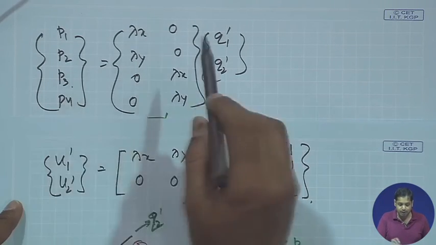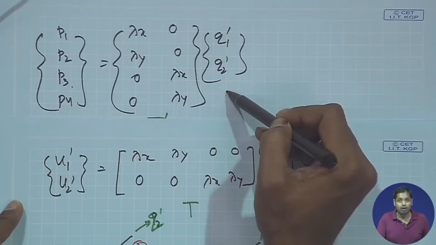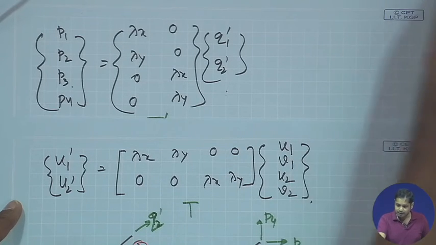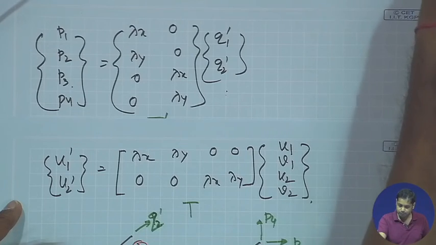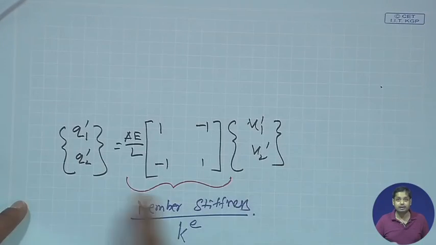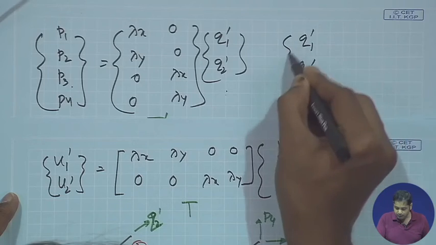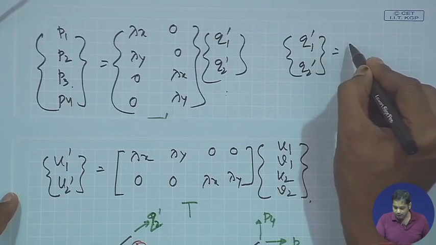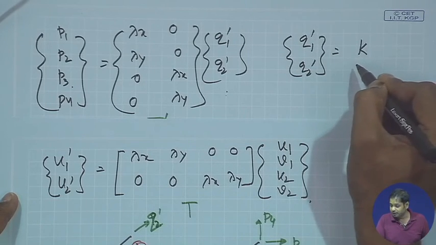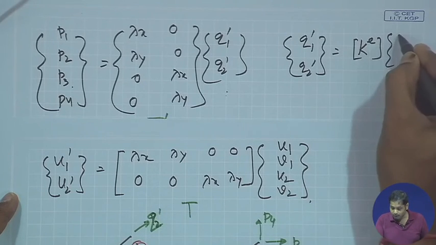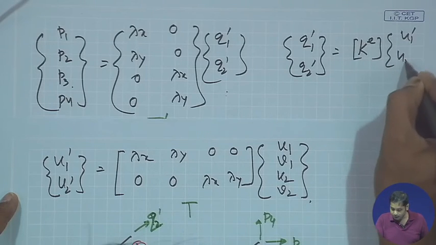We have a relation between the global coordinate load vector and the local coordinate load. In addition to that, we also know this relation here, we also know this relation. So, we also know Q1 dash, Q2 dash is equal to Ke, which is your element stiffness matrix, into U1 dash and U2 dash.